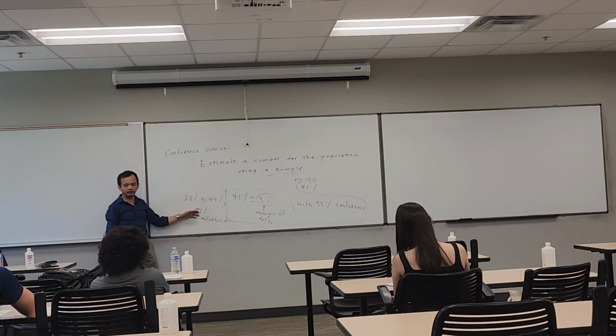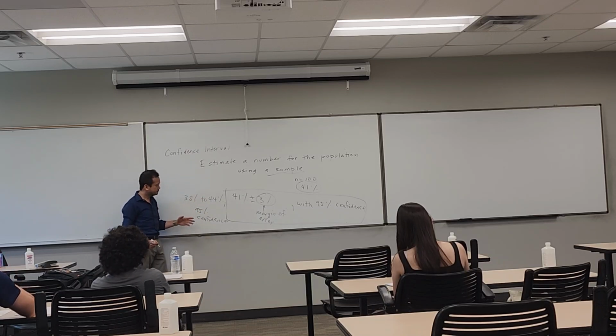And that will be true 95% of the time. The remaining 5% of the time, the true answer could be somewhere completely outside this interval. So that's what we mean by a confidence interval. So this is a review. Any questions?